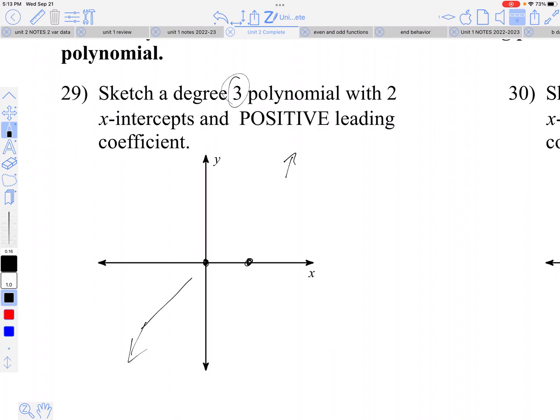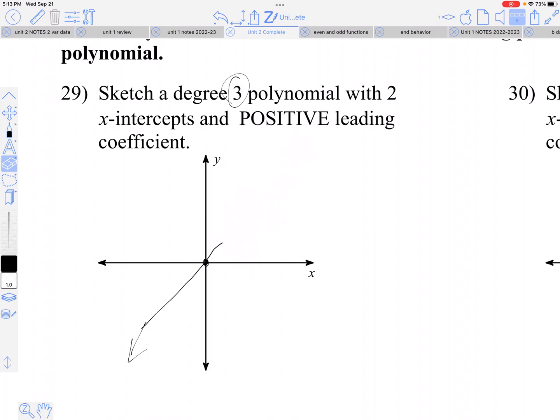Okay, so I'm going to come through, hit that guy, and I can't go through. Notice I can't go through, because if I go through, I'll have even end behavior. So I'm going to put a bounce right there so that I can get that going, right? So 2 x-intercepts, but actually that would be wrong, right? Because if I have a bounce, then I have 3 x-intercepts.